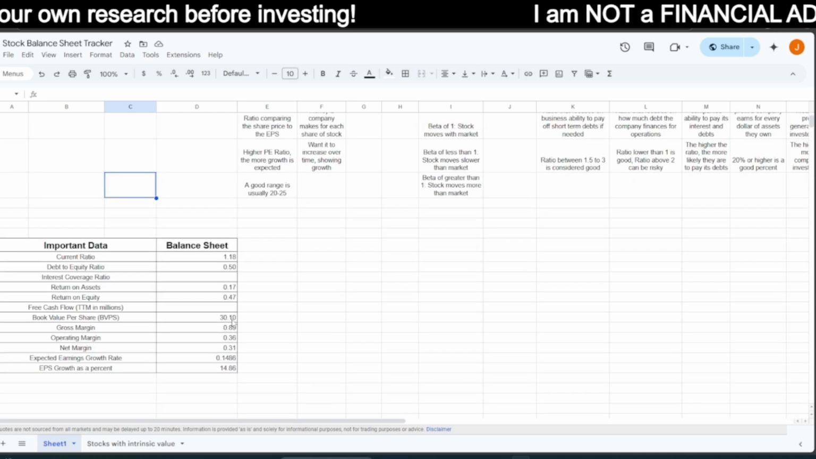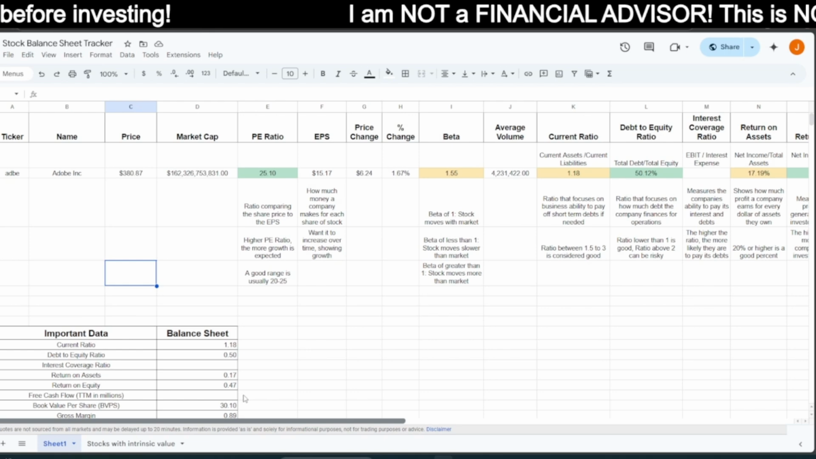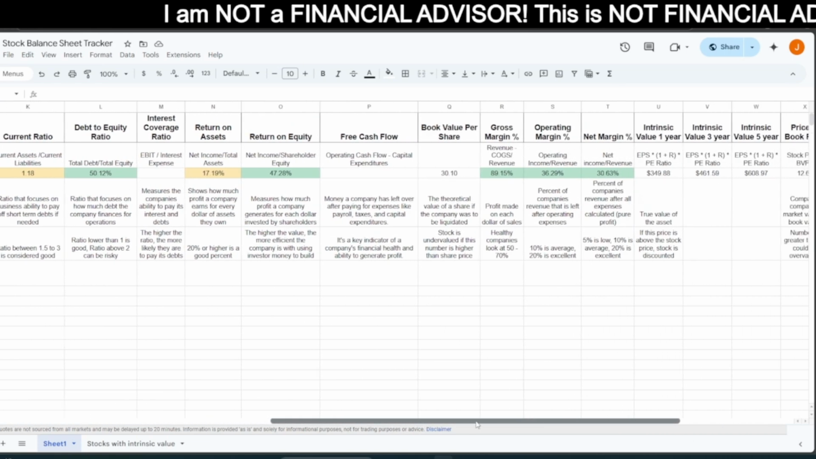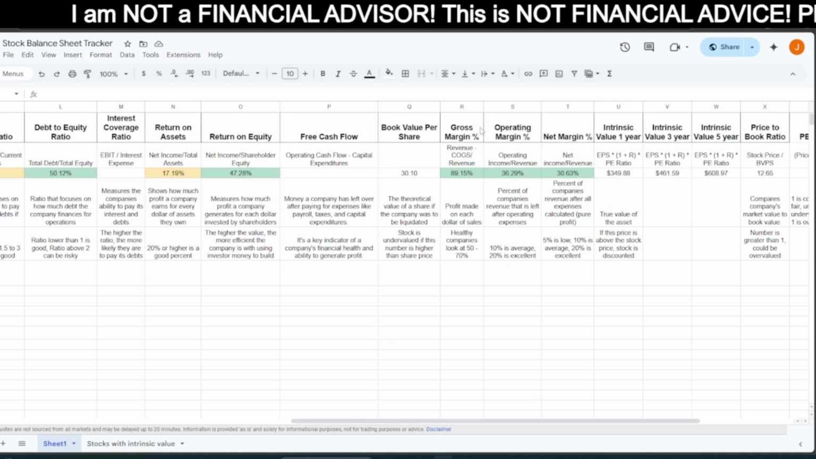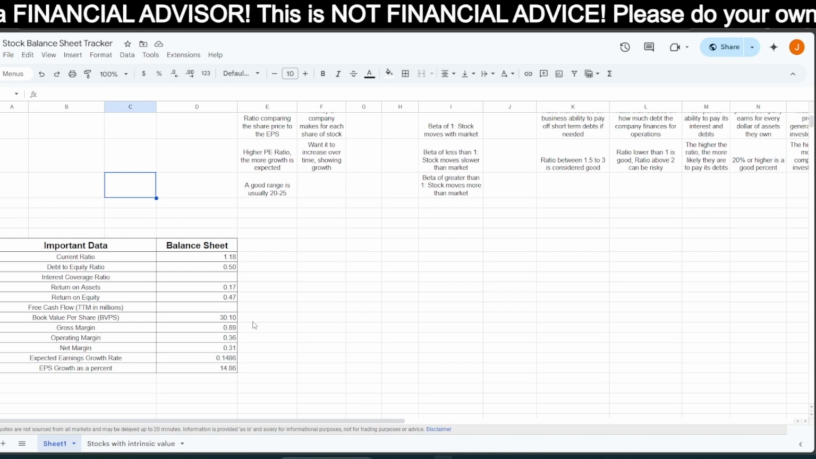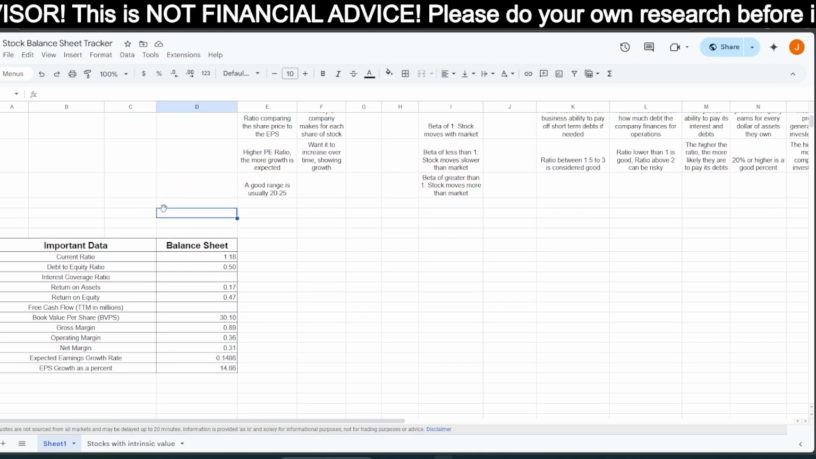Now, I plug in a lot of data into these values. Take a look at Adobe, for example. Adobe's got a really good debt to equity ratio, very, very low debt. The return on equity is very good, and their margins are pretty good. It's looking like a good company, but what is the valuation right now? What can I pay for it? What should it be worth?